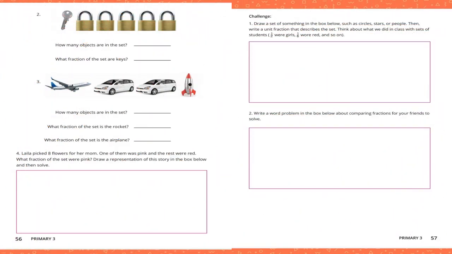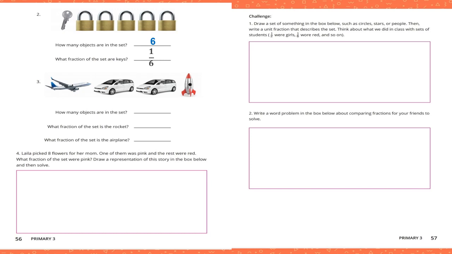Number 2, we have a set here of locks and keys. How many objects are in the set? The total objects: 1, 2, 3, 4, 5, 6. What fraction of the set are keys? How many keys do we have? Only one key. One key out of what? Out of 6. So it's 1/6.